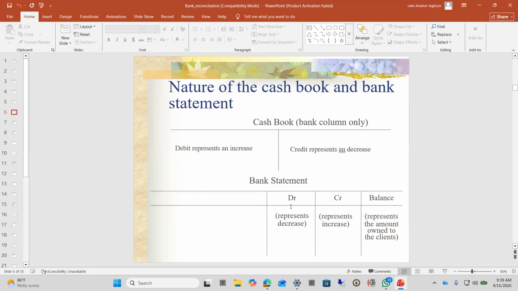All right. Now let's look at the nature of the cash book and the bank statement. When you look at what we did in the previous days, we have a cash book that has a bank column, and we say that the cash book is an asset account, so any increase in cash book is debited, and any decrease in cash book is what? Is credited. Is that not it?